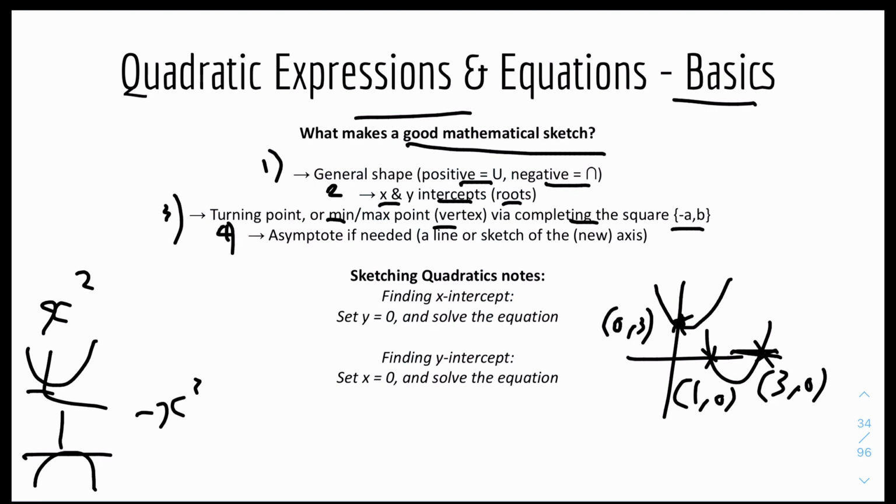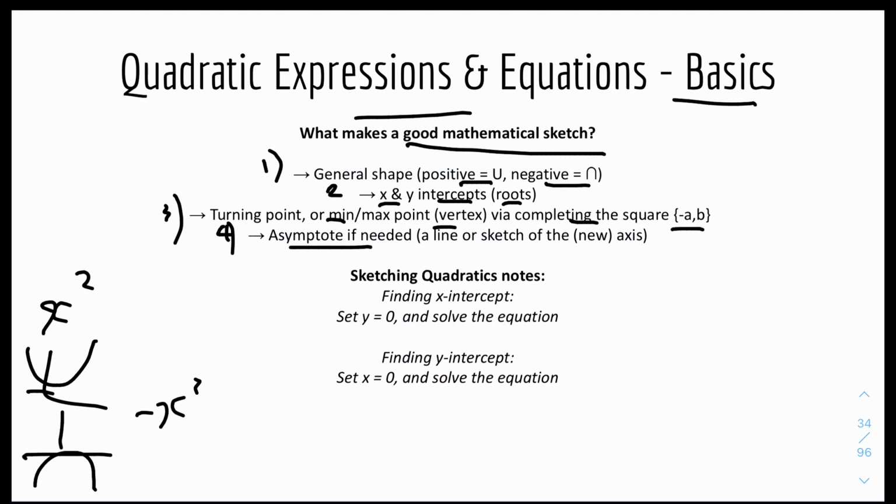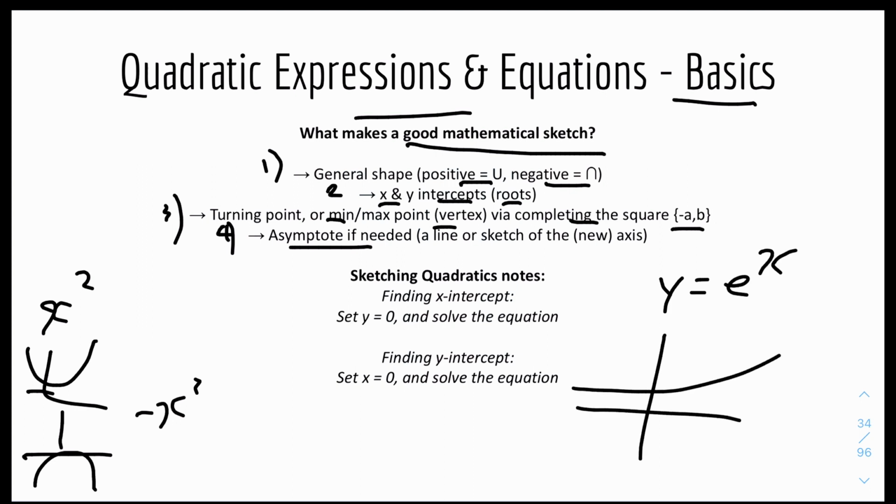And number 4, an asymptote if needed, which is basically a line that the graph won't touch. So for example, let's have the graph y equals e to the power of x. We know that this graph is like this, and it will never touch the 0 line, or y equals 0. So you can write here y equals 0, it won't touch it, which is basically an asymptote. So here are some notes for sketching quadratic graphs.